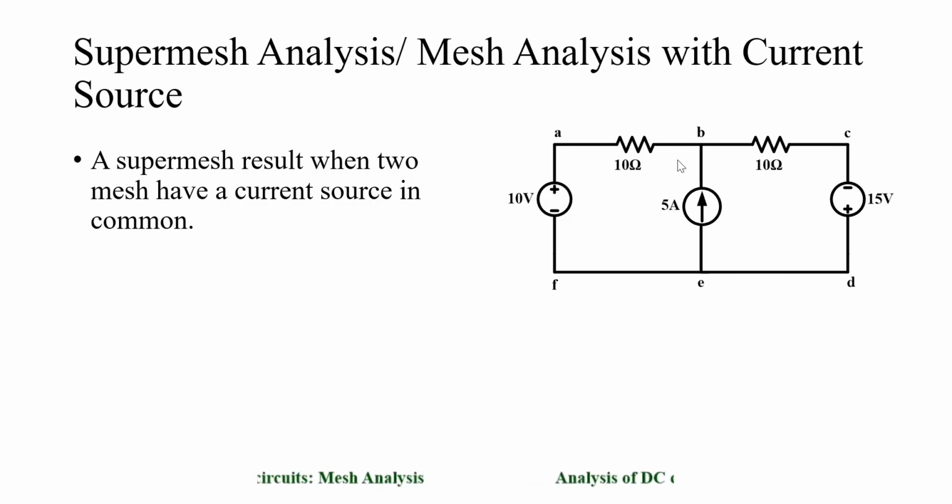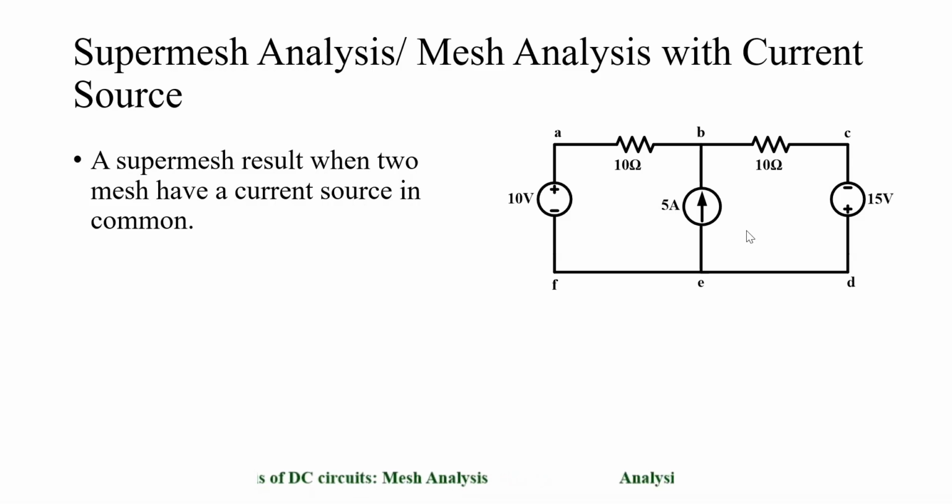In this case, if we want to write down the KVL for this mesh, the voltage drop across this will not be possible, because we do not know the value of internal resistance of this current source. This is the ideal current source. And similarly, if I want to write down the KVL for this one, again the KVL in this mesh cannot be written. So in such a case, we are going to apply the super mesh analysis.